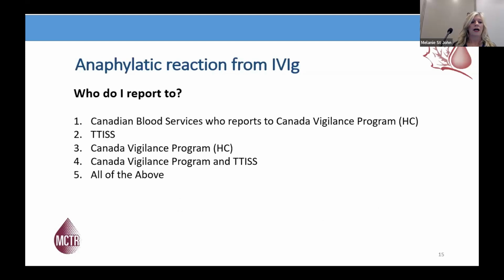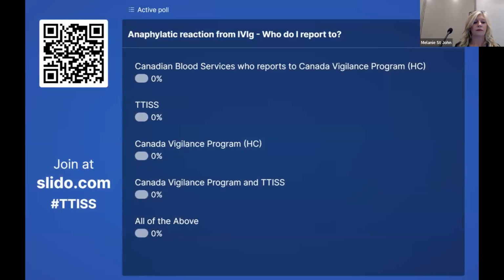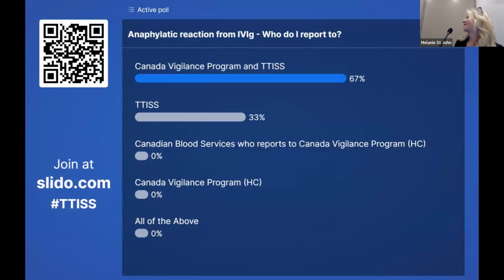So, anaphylactic reaction with IVIG. Who would you report that to? No one. No.